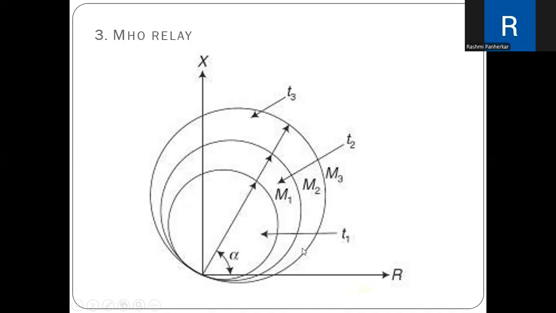So from this operation, it is clear that this relay is made inherently directional. So it depends upon the directional. So the first sentence I said, the impedance relay is not normally used because of the need of a separate directional unit. So hence it is proved.